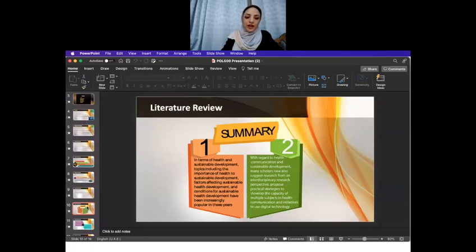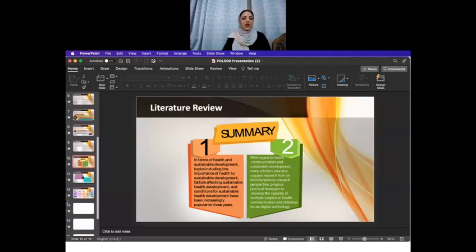People are focused on it more, and more work has been produced. With regard to health, many scholars are suggesting research from an interdisciplinary perspective, proposing particular strategies to develop the capacity of multiple subjects in health communication, and initiatives to use digital technology.